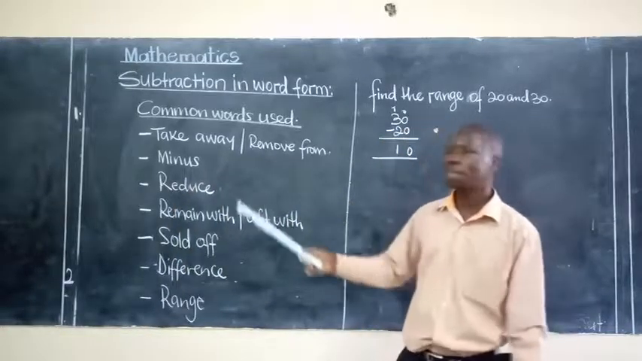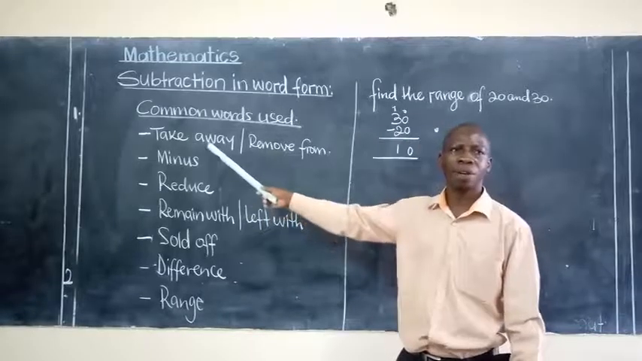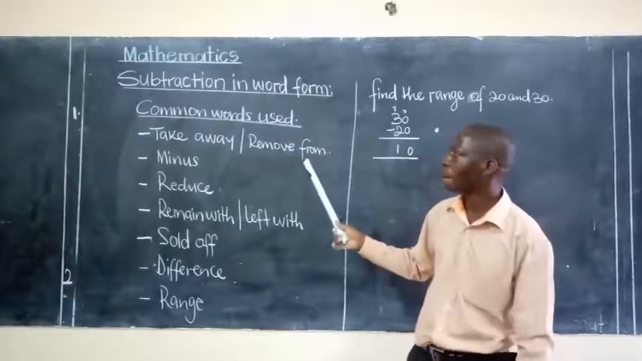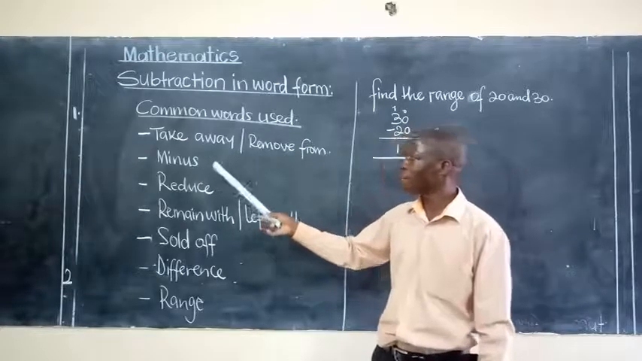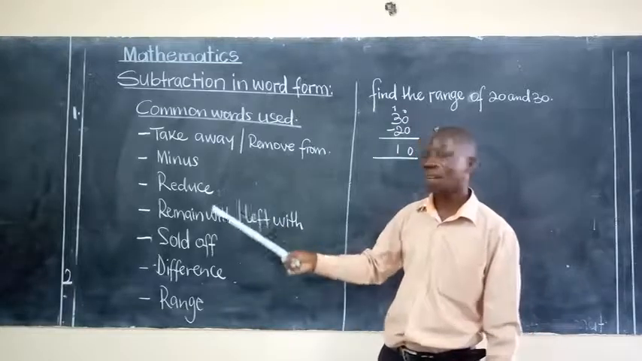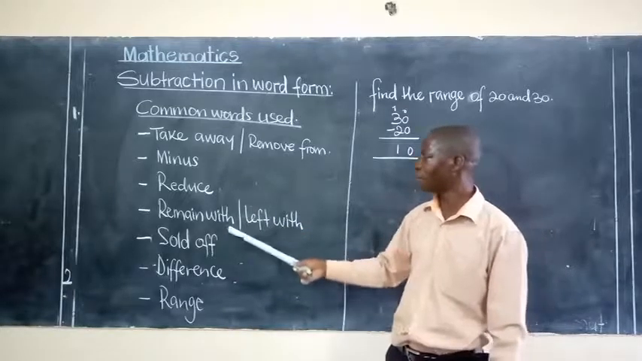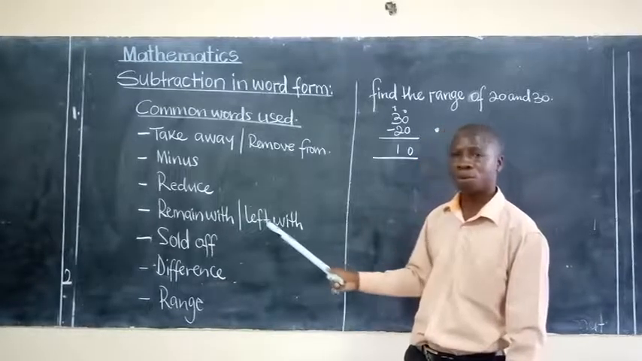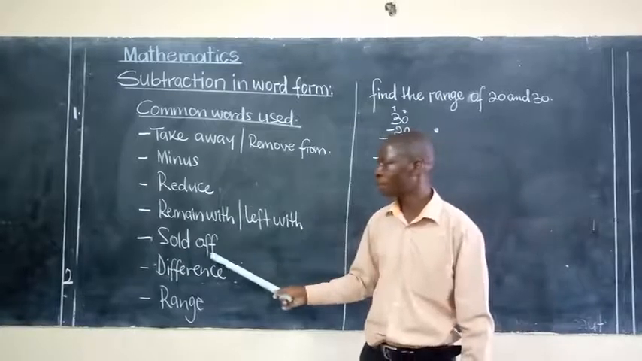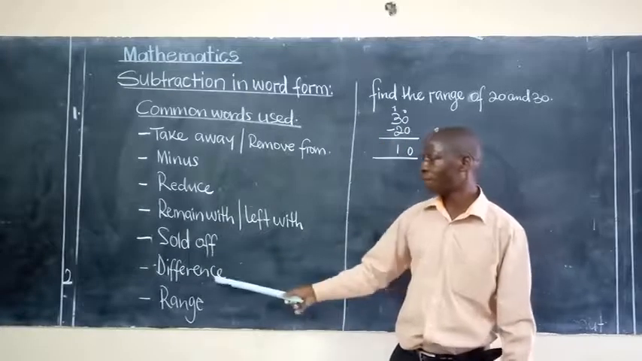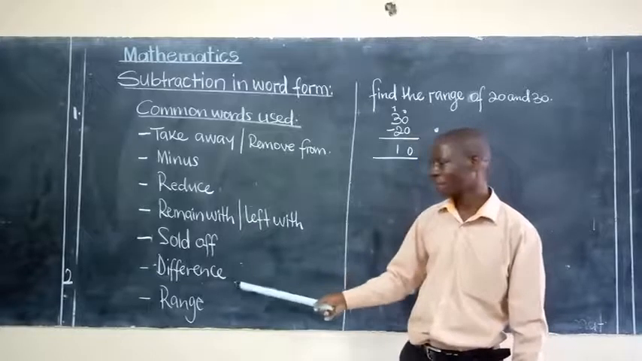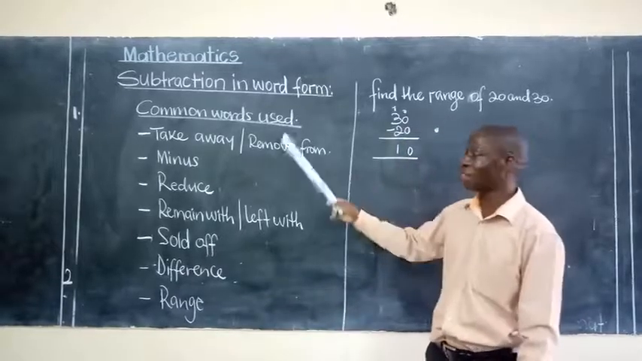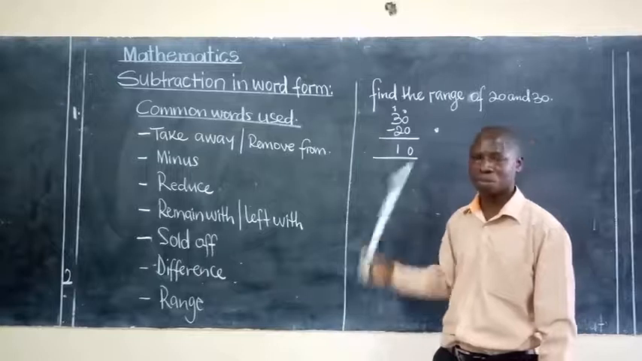Let's try to read them. Take away. Remove from. Minus. Reduce. Remain with. Left with. Sold off. Difference. Range. Once they use all these terms, to get the answer, you have to subtract.